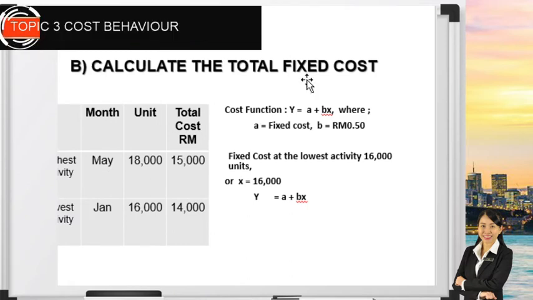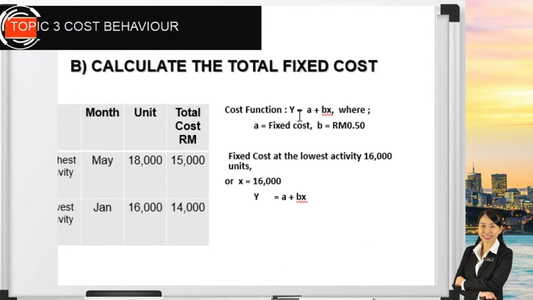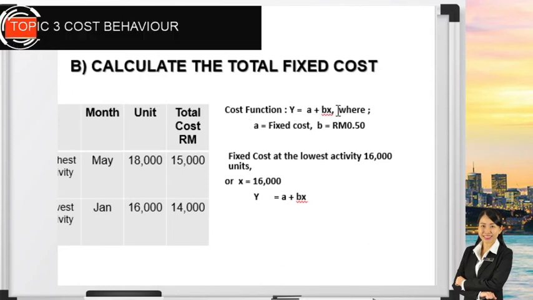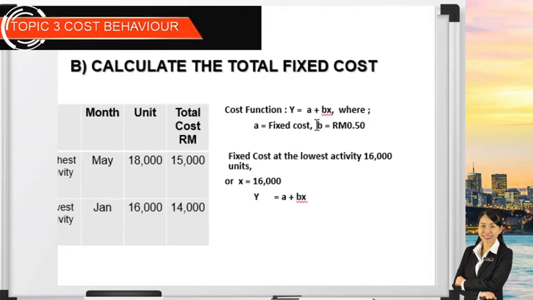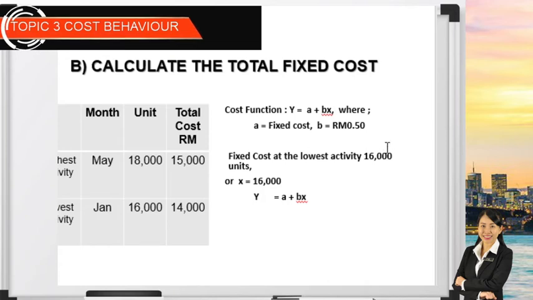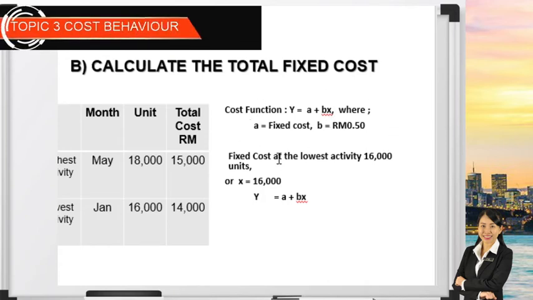To calculate total fixed cost, we will use our cost function y equals a plus bx. We already found out b, which means 50 cents. Just now we already found it from the previous slide. So now we want to find out total fixed cost.